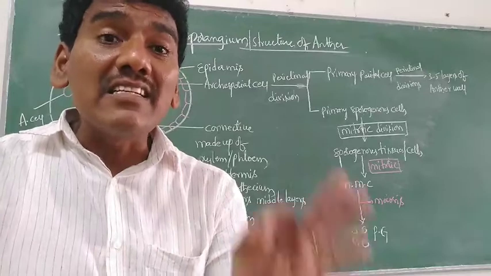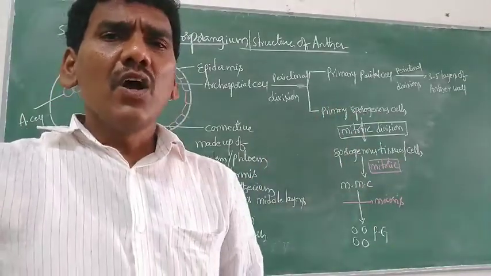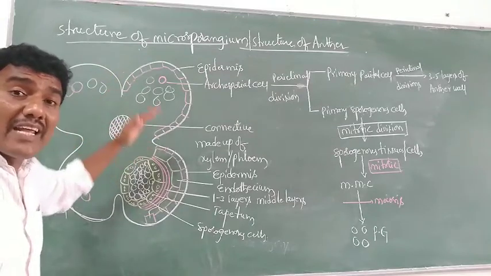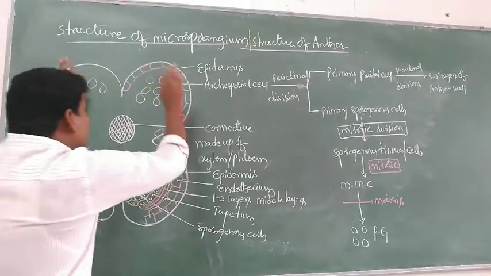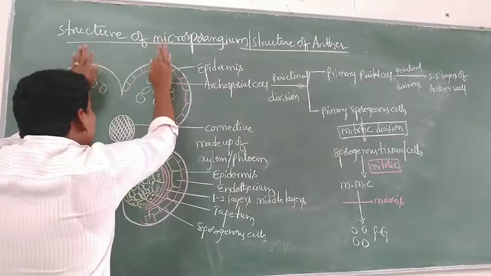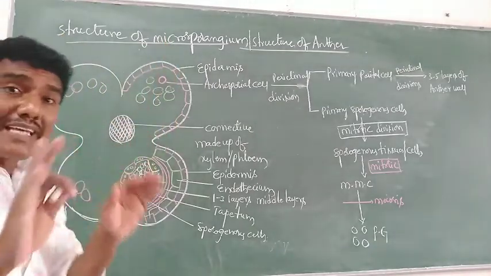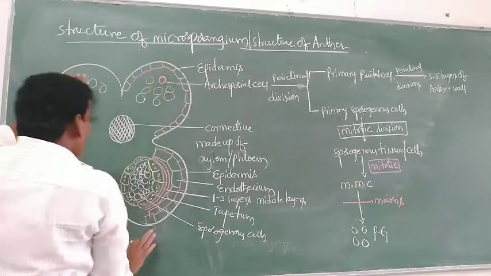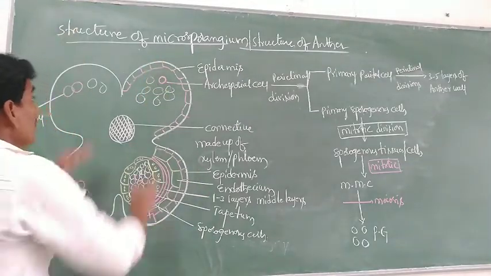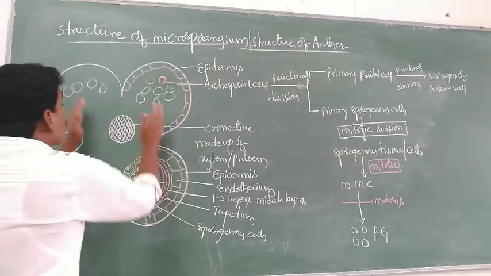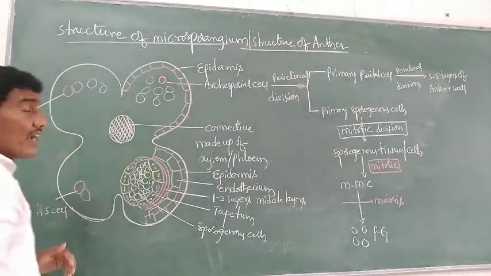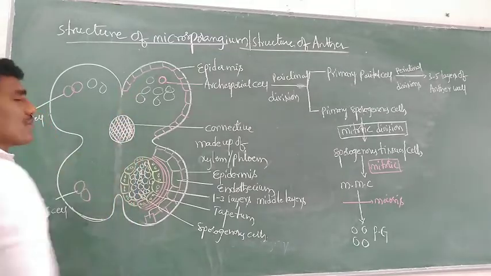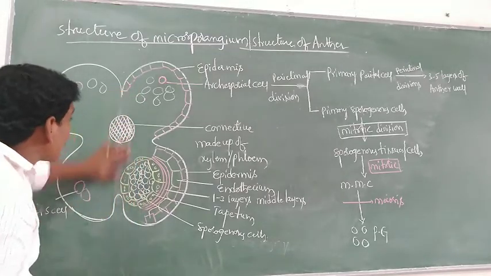developed in the middle region of the anther. Where is the vascular tissue mainly present? In the middle region of the anther. Here we know that in the dithecous anther, 2 thecae or 2 lobes are present. This is one lobe, this is one lobe. The two lobes are joined at the point of connective tissue. This is nothing but the connective tissue.